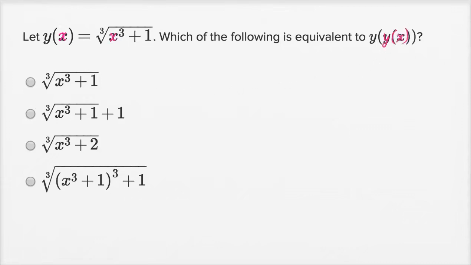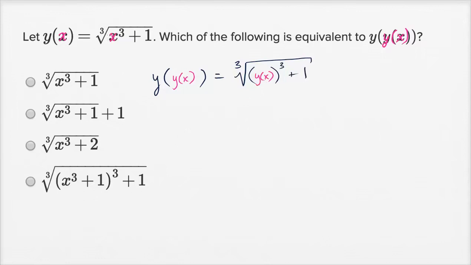Well, to evaluate y of x, everywhere where we see an x here, we would just replace it with a y of x. It might seem a little bit daunting because it's referring to itself, but it should all make sense in the end. So we're going to have something to the third power plus 1, and in this case, that something is y of x. So what's y of x equal to? Well, it's equal to all of this business.